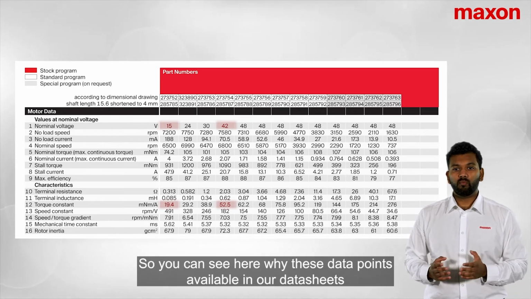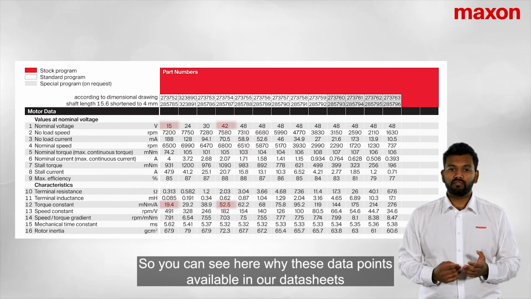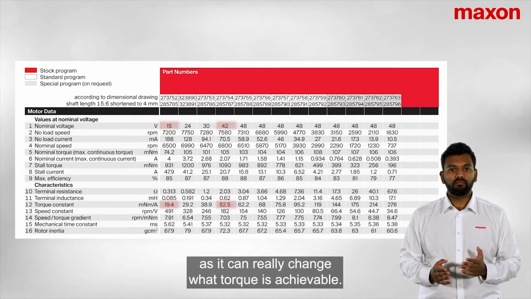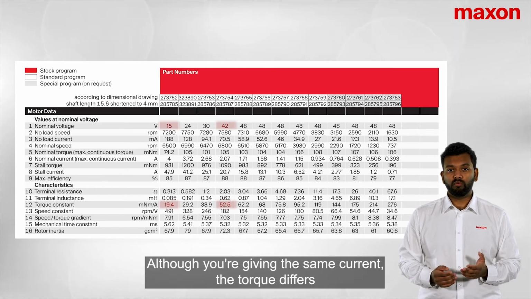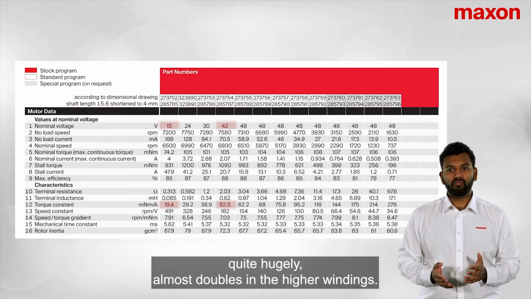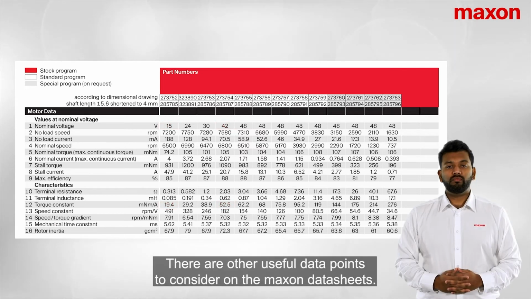So you can see here why these data points available in our data sheets need to be considered when it comes to your application, as it can really change what torque's achievable. Although you're given the same current, the torque differs quite hugely, almost doubles in the higher windings. There are other useful data points to consider on the maxon data sheets.